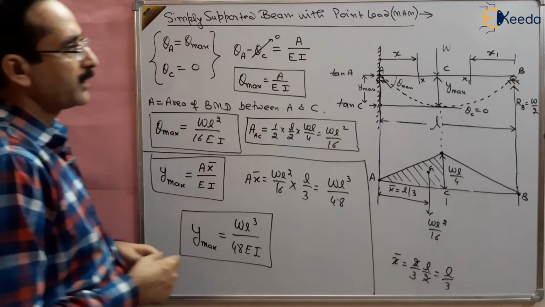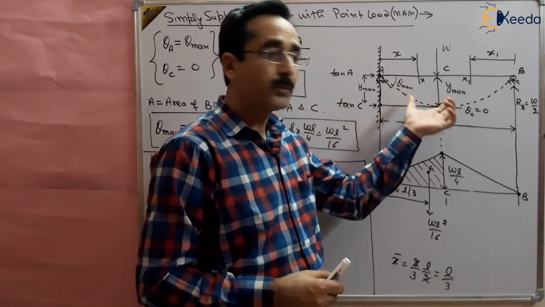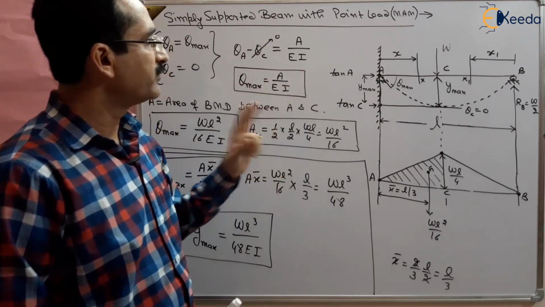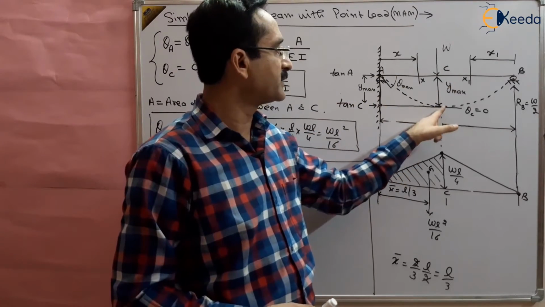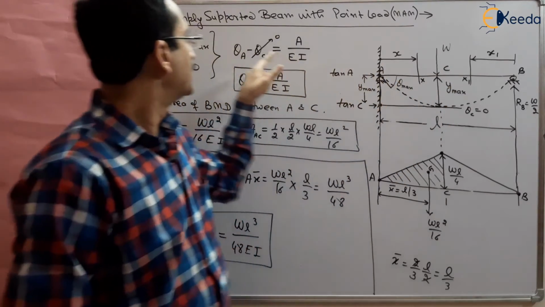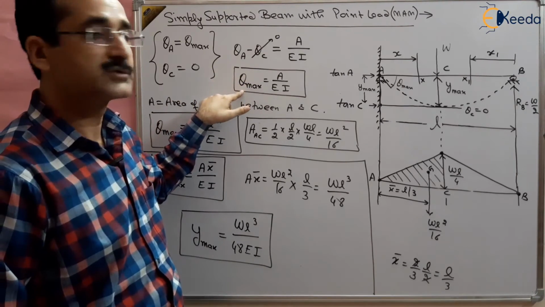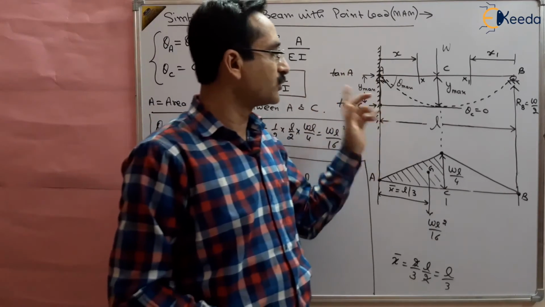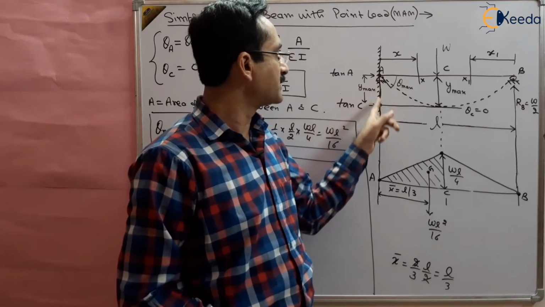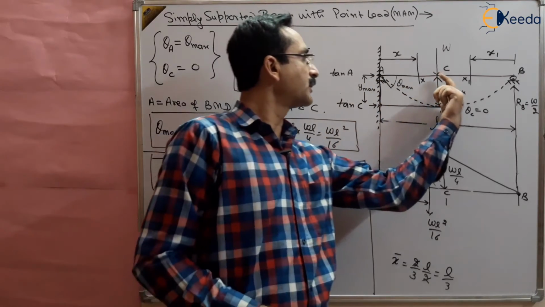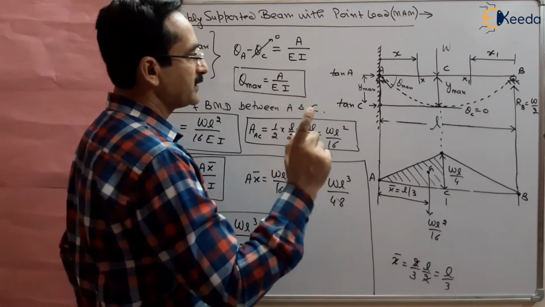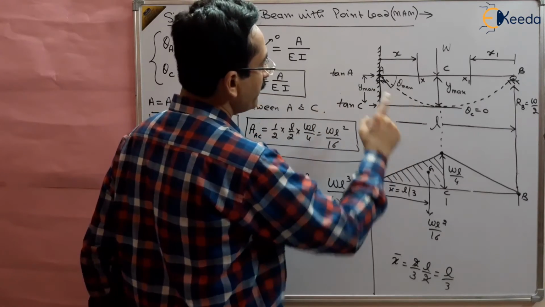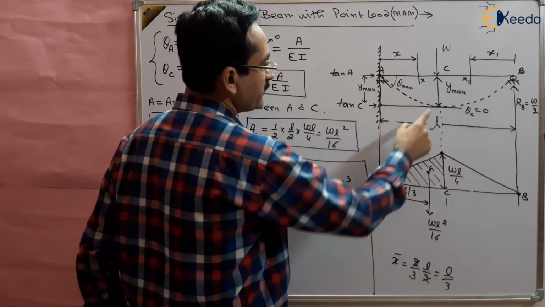So how have we obtained this now? We have obtained the difference of slope using Mohr's first theorem. The difference of slope is the area of the bending moment diagram divided by EI. We have chosen points A and C because the slope at point C is 0 and the slope at A is maximum. So by this we get the maximum slope, right? We have also chosen the two points so that the tangents at these two points lie in such a way that we can get the maximum distance. The slope at A passes through this point and the slope at C passes through this point.